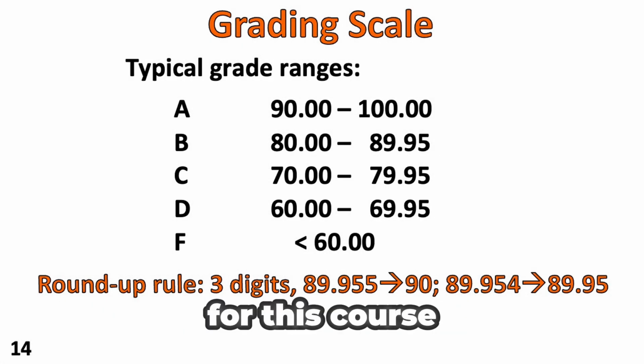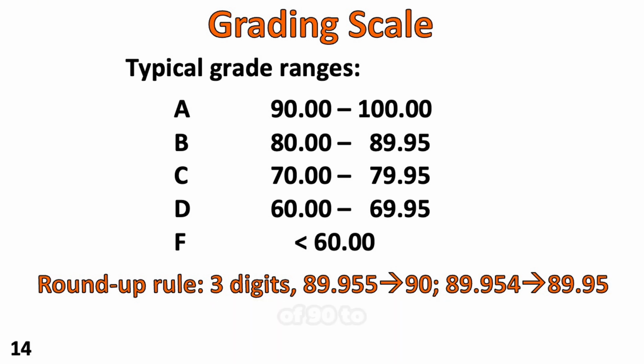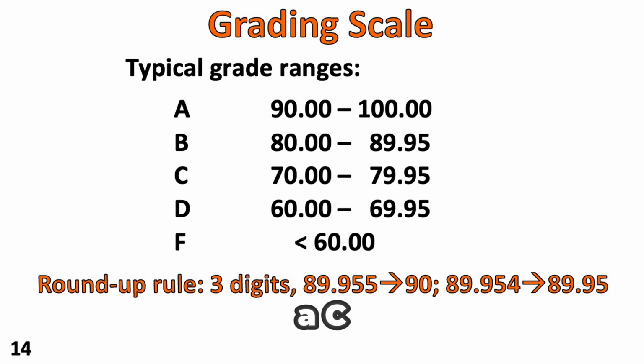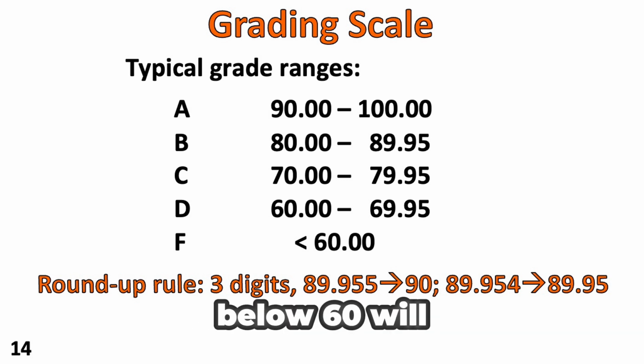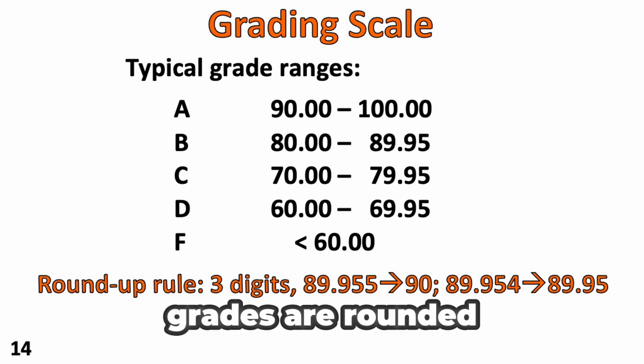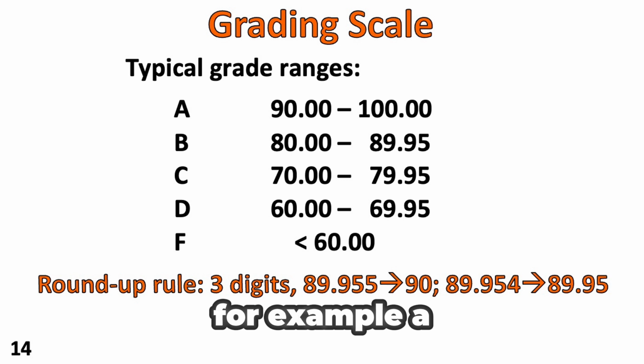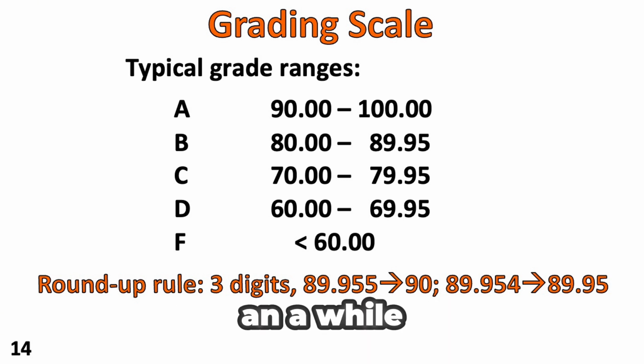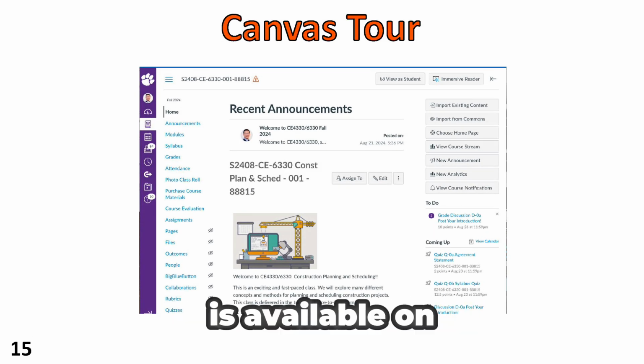The grading scale for this course follows a typical range. A final score of 90 to 100 earns an A, 80 to 89.95 earns a B, 70 to 79.95 earns a C, 60 to 69.95 earns a D, and anything below 60 will result in an F. Grades are rounded to 3 decimal places. For example, a score of 89.955 would round up to 90, an A, while 89.954 would round down to 89.95, which is a B. The course website is available on Canvas.